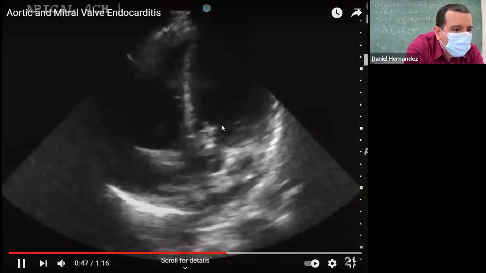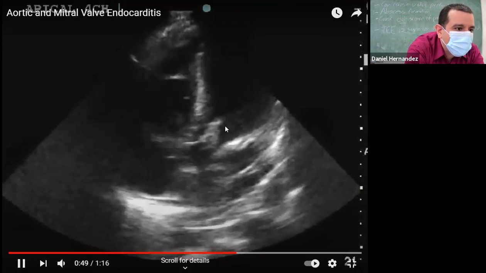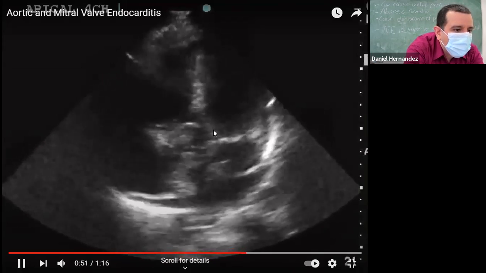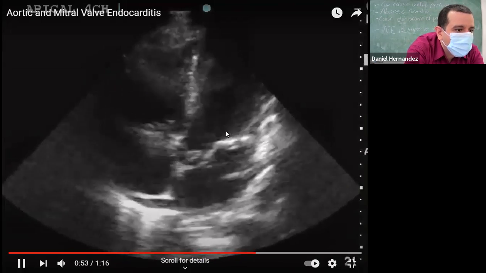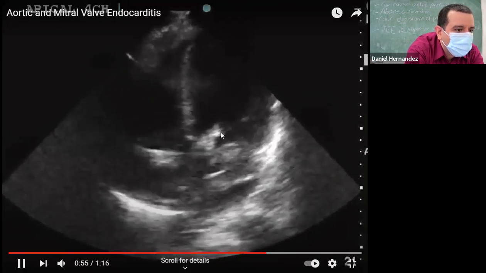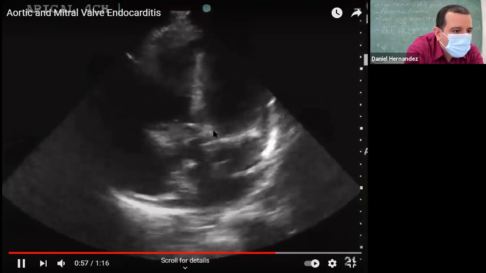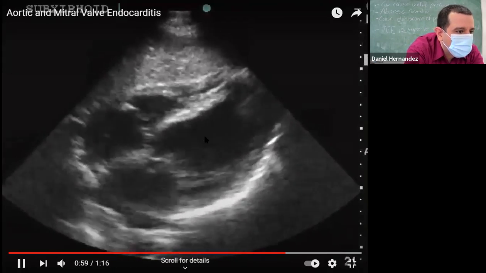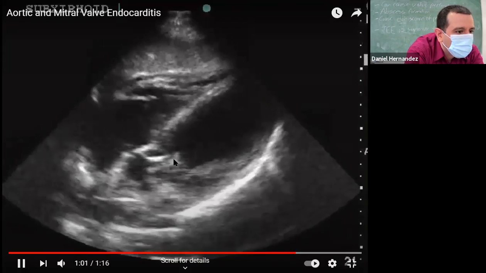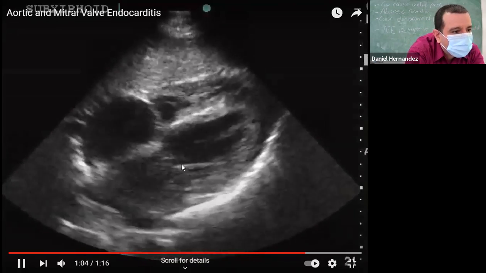Again, you see it flopping around. It's echogenic, it's irregular shaped. And these patients will have symptoms of infection. They're going to be sick. So that's when you really have to raise that red flag, like, all right, this is most likely endocarditis.